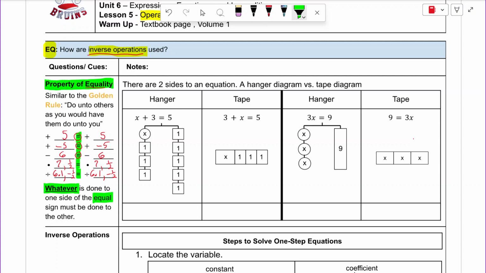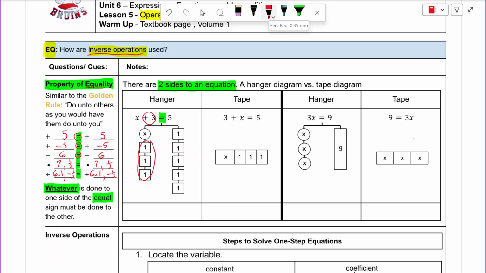You can see it happening in the hanger and tape diagrams. So there are two sides to an equation in a hanger diagram. You have the equal sign right here. You have the left side, x plus 3, and you have the right side, 5. And we've already studied these. We made the hanger of an x and then 3 1s hanging down here. And basically up here it says you're adding 3. And we just learned with the property of equality we could do the opposite. We could subtract 3, or we can add a negative 3 to that. Either way works, and it takes off these 3.